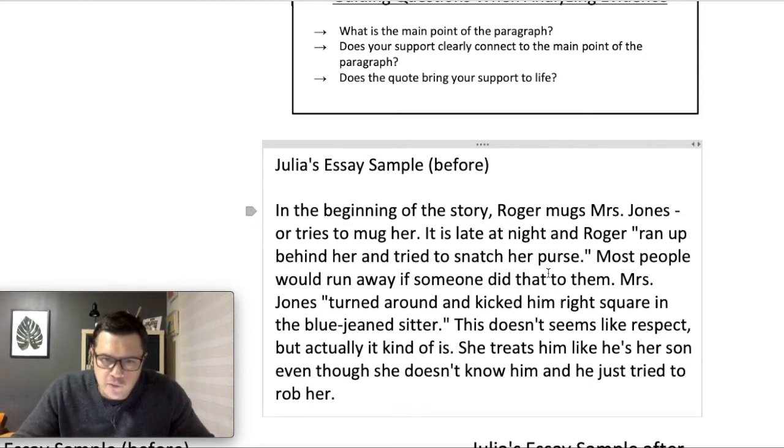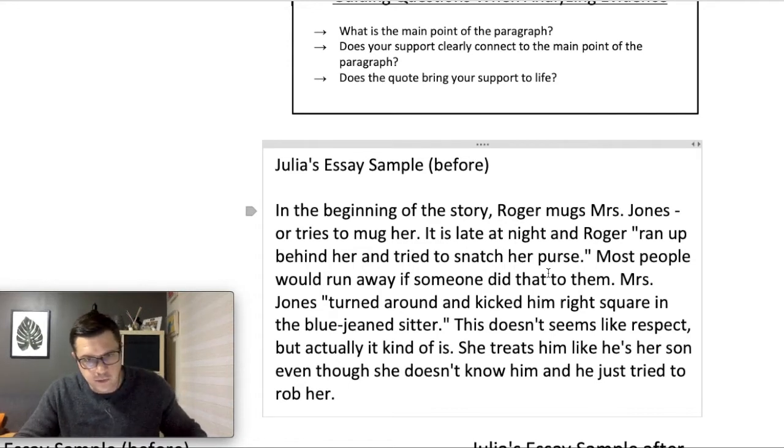I'll read the paragraph one time for you. "In the beginning of the story, Roger mugs Mrs. Jones, or tries to mug her. It's late at night, and Roger ran up behind her and tried to snatch her purse. Most people would run away if someone did that to them. Mrs. Jones turned around and kicked him right square in the blue jean sitter. This doesn't seem like respect, but actually, it kind of is. She treats him like he's her son, even though she doesn't know him and he just tried to rob her."